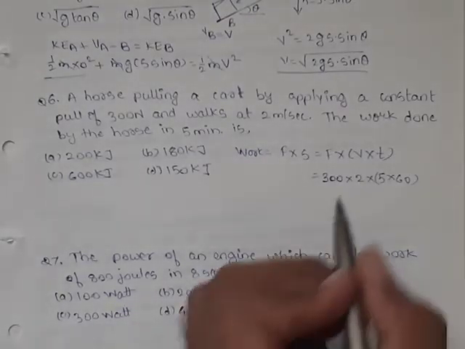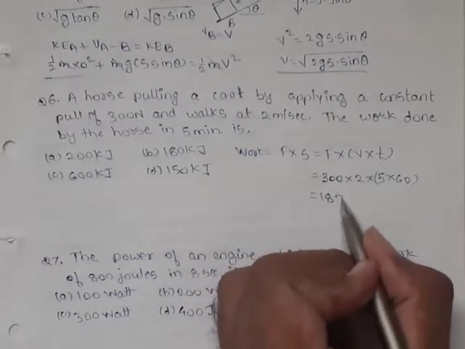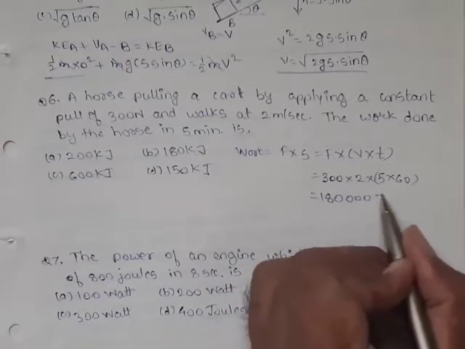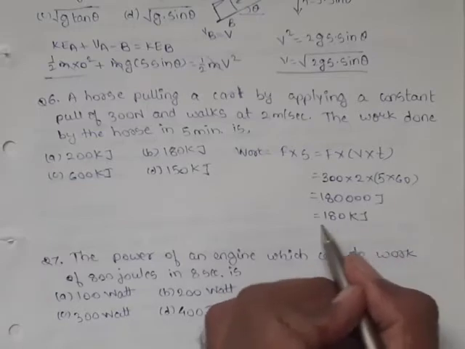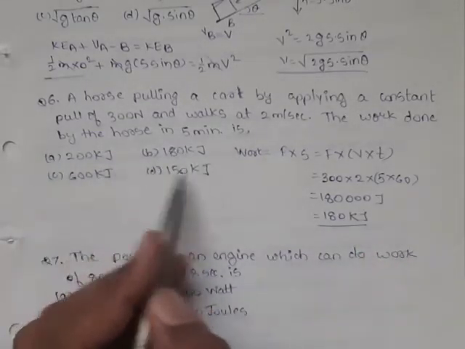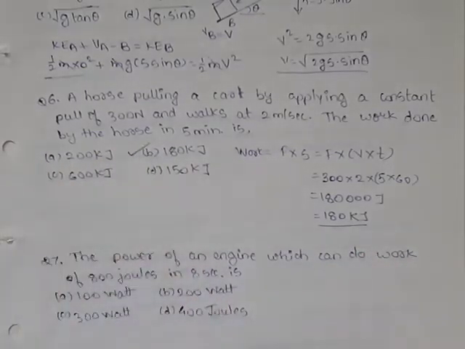So when we solve this, we get the value 1,80,000 joules, or we can say it is 180 kilojoules. So from the four options, option B, that is work done is 180 kilojoules.